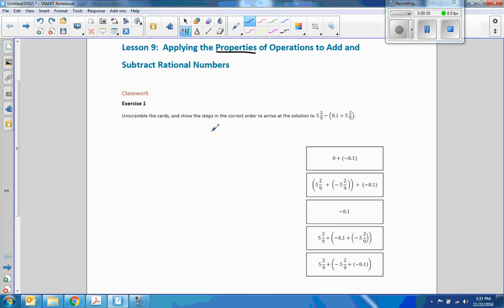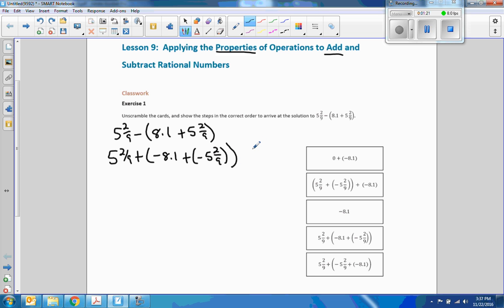Exercise 1 says to unscramble the cards and show the steps in the correct order to arrive at the solution, 5 and 2/9. So this is what we're starting with: minus 8.1 plus 5 and 2/9. This is the original problem. The first thing I want to do is change it to an addition problem. So it's going to be 5 and 2/9 plus negative 8.1 plus a negative 5 and 2/9. We want to change it to plus a minus.